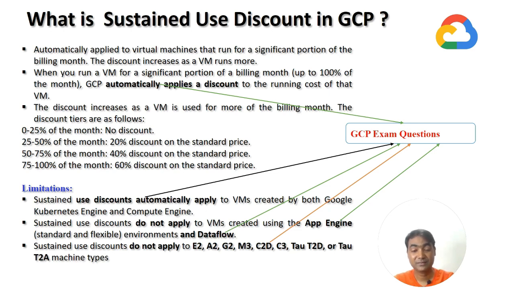This is a GCP examination question. You remember it at the time of the GCP examination. It will help you. Sustained use discount does not apply to E2, A2, G2, M3, C2D, C3, Tau, Tau T2D, and Tau T2A machine types.